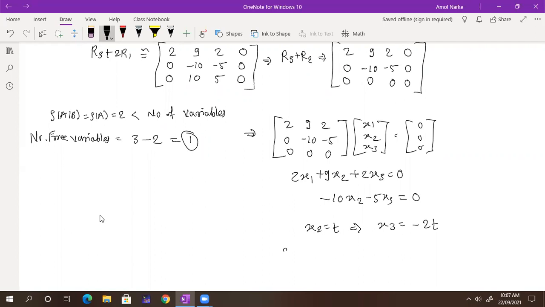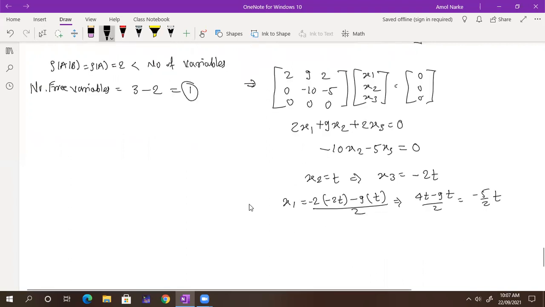And now find out x1. X1 is nothing but it goes there: minus 2 into x3, which is minus 2t, and minus 9 into x2, which is t, whole thing divided by 2. So what I am getting: minus 4t becomes 4t minus 9t divided by 2. So minus 5 divided by 2 t. Am I correct? Yes, sir. Okay, so what is your vector then? Your vector is minus 5 by 2, 1, minus 2.